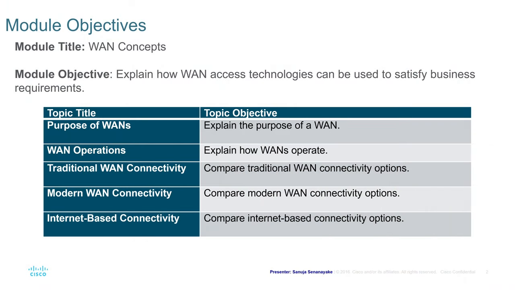In this module, the primary objective is to explain how WAN access technologies can be used to satisfy business requirements. We will cover the purpose of WAN, WAN operations, traditional WAN connectivity, modern WAN connectivity, and internet-based connectivity.